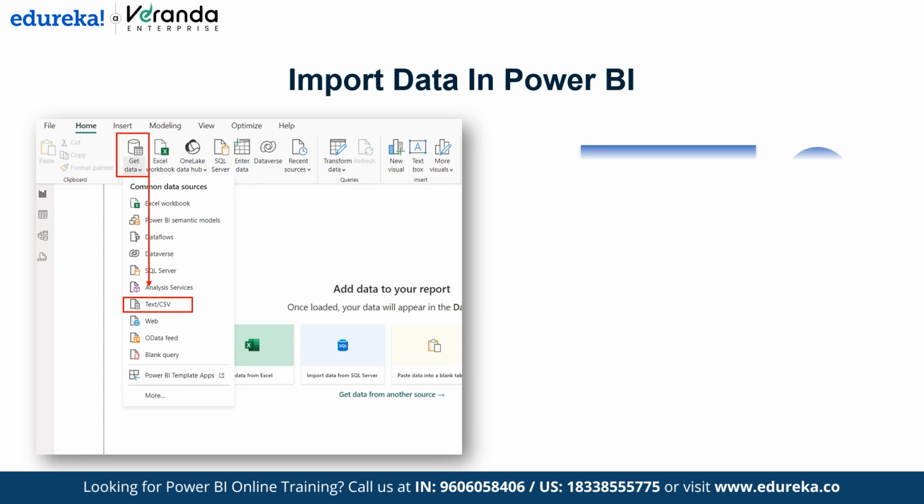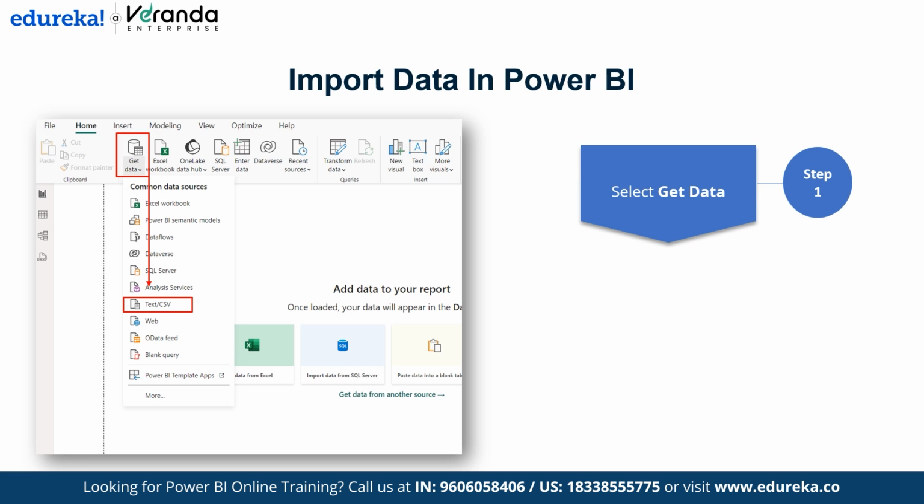The first step for importing the data in Power BI is, on the home screen, you can see on your left hand side the Get Data function. In the Get Data function, you have many common data sources where you can source data from. It can be from Excel workbook, Power BI semantic models, dataflows, data warehouses, or many others. We'll be using the CSV data file.